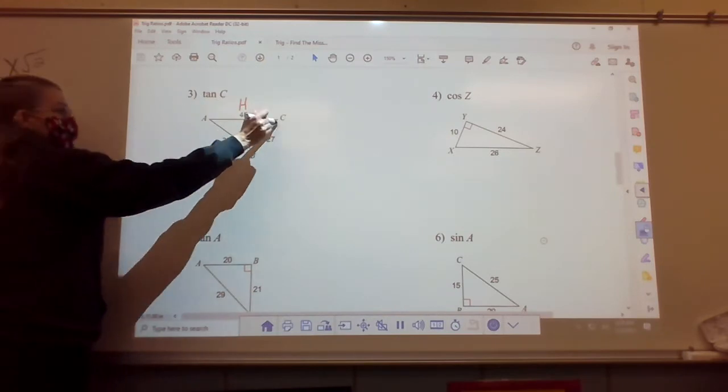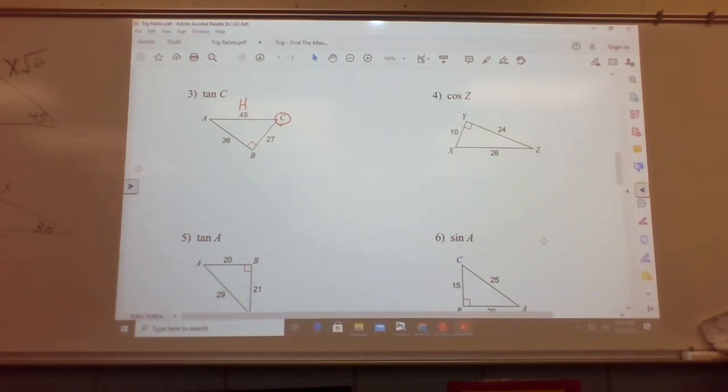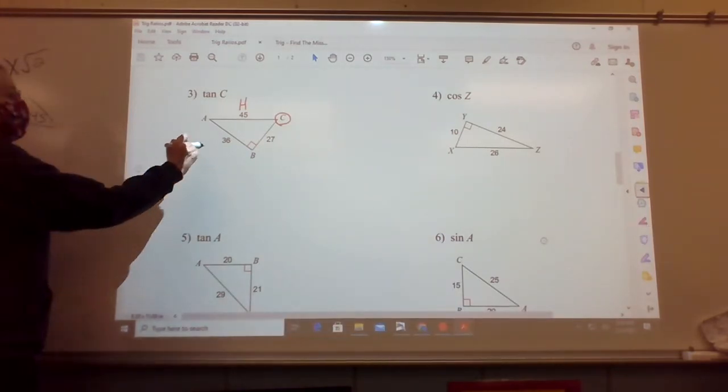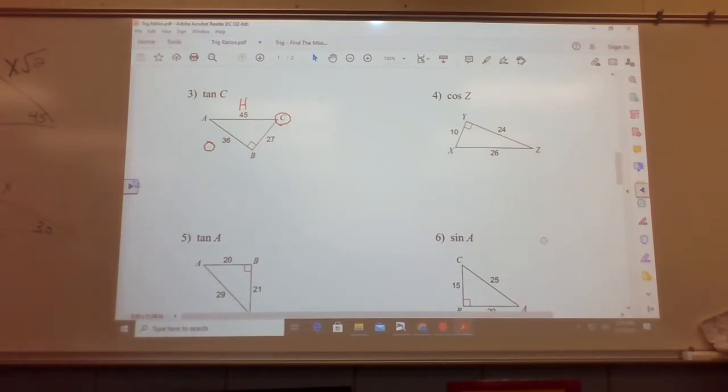C is where I'm standing at. So circle the C. That's where I'm working from. So if I walk across the triangle from C, what side am I going to run into? 36. So the 36 is the opposite. Because you always got to figure out what side, or what angle, you're working from. So the adjacent must be 27. It's the only one left over.